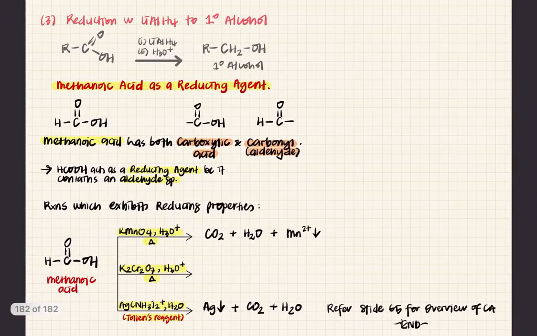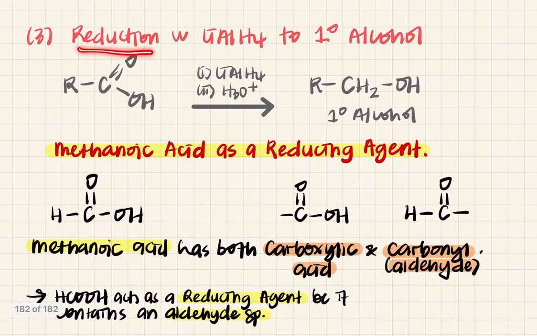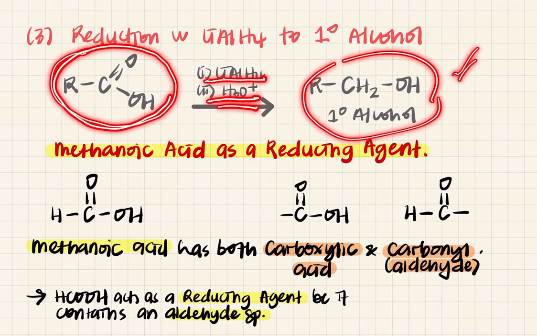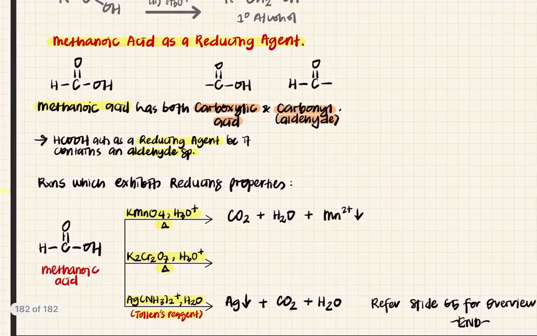Okay, finally we have reduction reaction. Okay, so reduction reaction with lithium aluminium hydride to form primary alcohol. Okay, so when your carboxylic acid undergoes reduction with this followed by hydrolysis, you will form primary alcohol. I think ini dah belajar lah dalam preparation of alcohol. Okay. Finally, lastly, betul-betul last.